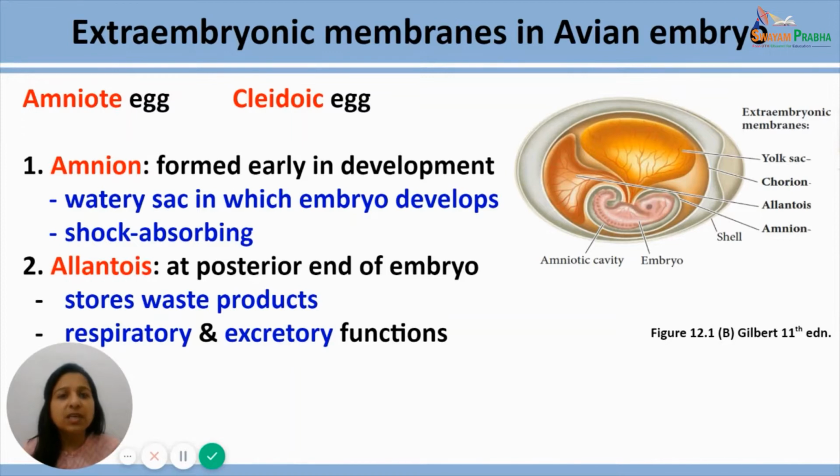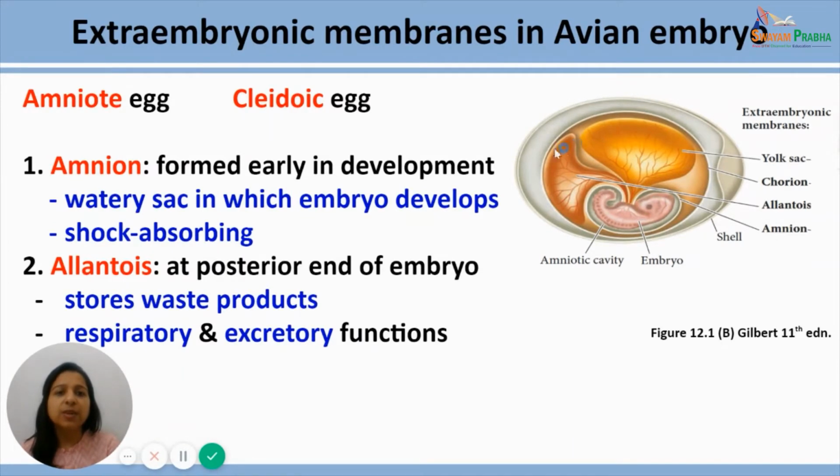So the first extraembryonic membrane, the amnion, which is formed early in development, forms a watery sac around the embryo in which the embryo will develop. This amnion acts as a shock absorber for the growing embryo.